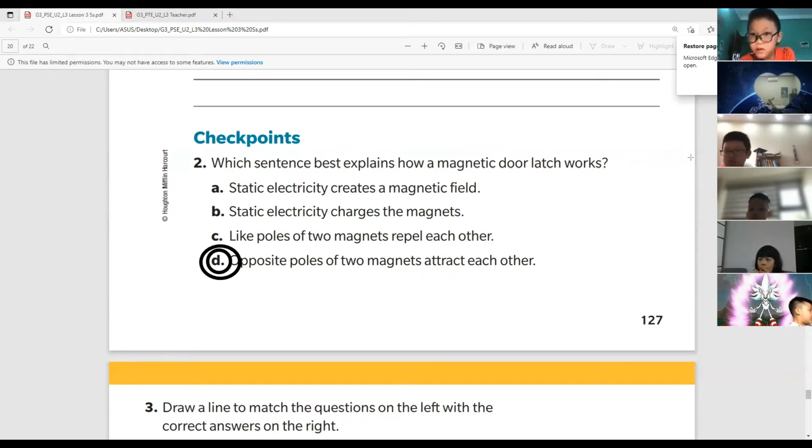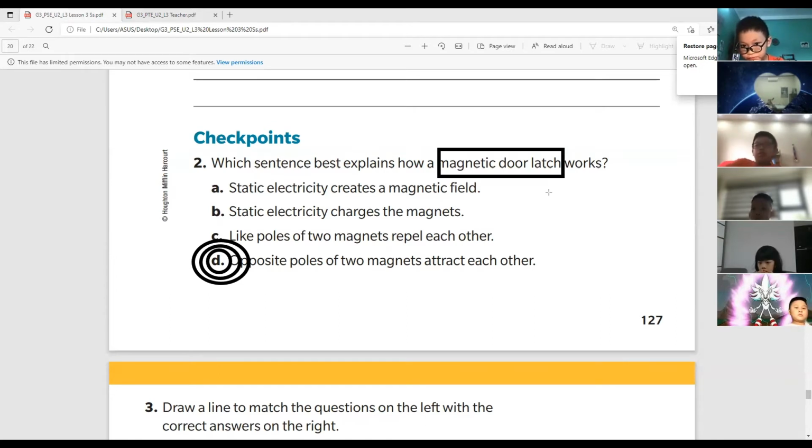And Banana, last person. Banana, what did you get for number 2? Banana, make sure you're paying attention, please. I guess number 2 is D. Okay. So everyone is choosing D. D is correct. Even if you do not know what a magnetic door latch is, that is okay. You can still try to figure out what is true. And D is the correct answer.